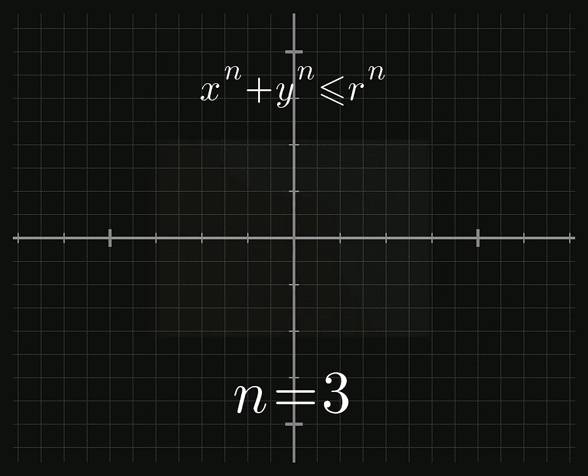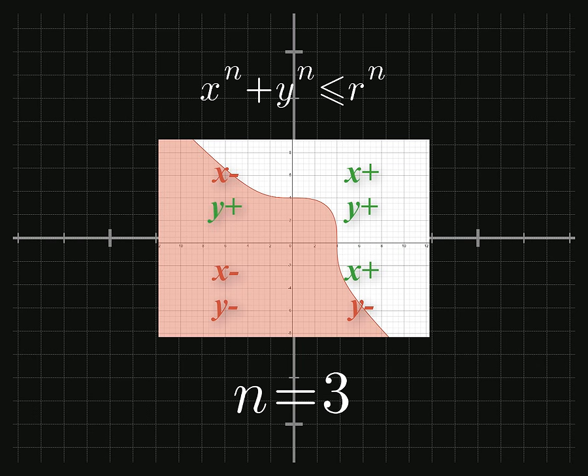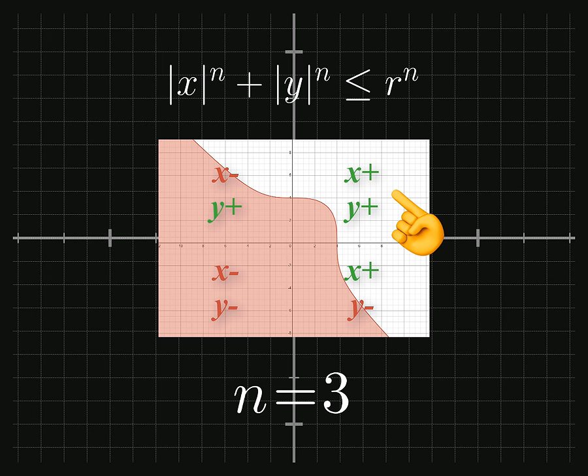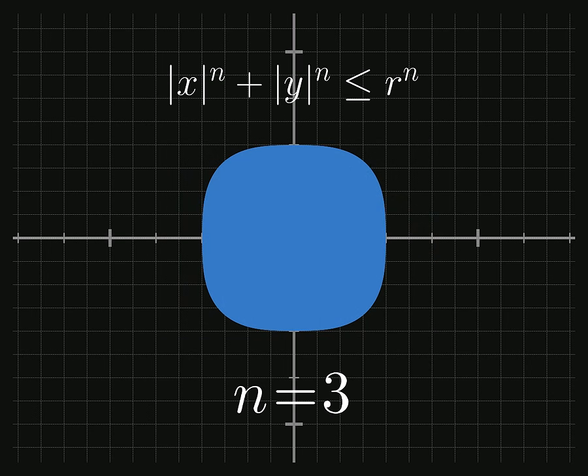But if I set it to an odd number, the square breaks up in all quadrants except for the quadrant where both x and y are positive. Taking the absolute values of the x and y coordinates forces them to be positive all the time, fixing the issue and giving a clean and nice squircle across all 4 quadrants.